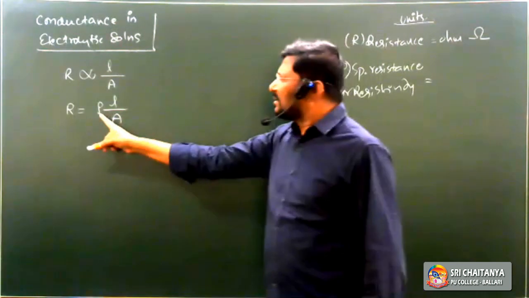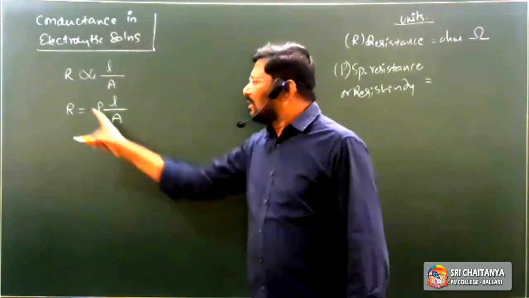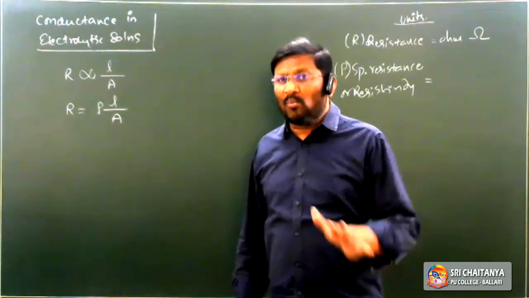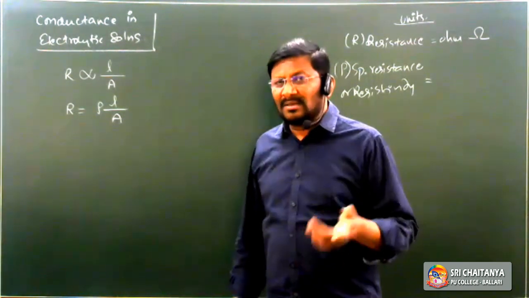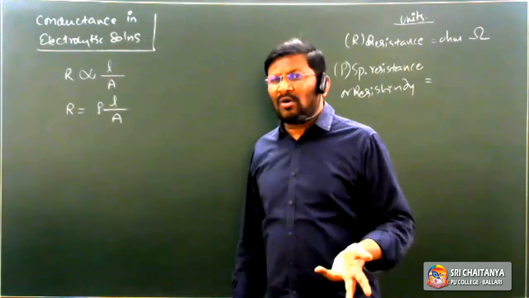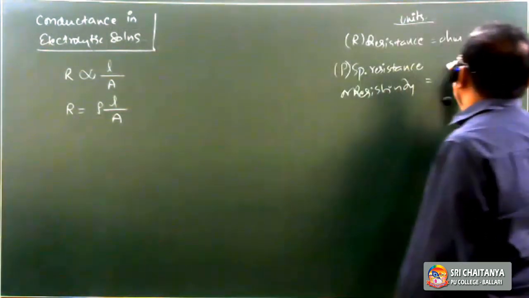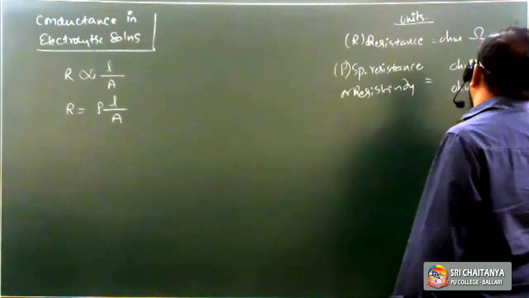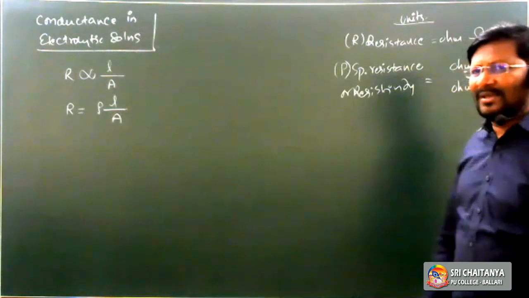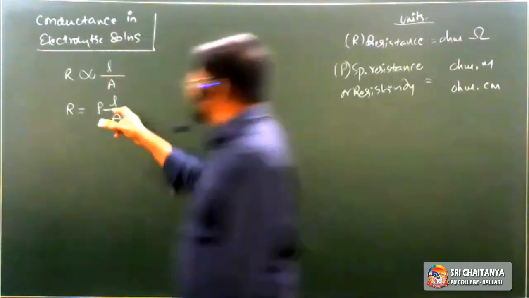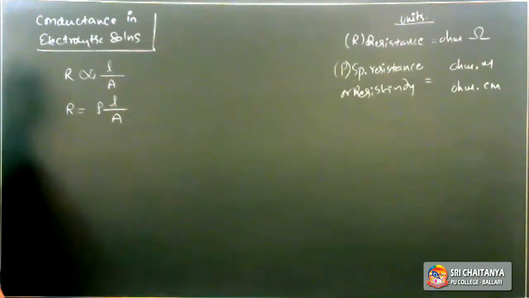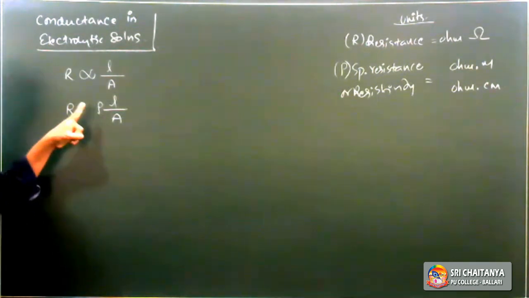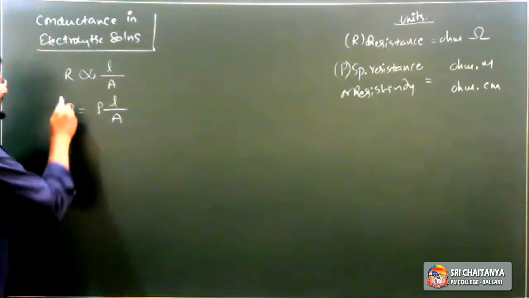What do you write now? This one is rho is equal to R into A by L. R is ohm, A is meter square, L is meters. Therefore, ohm into meter. Ohm into meter, otherwise ohm into centimeter. The units will be like this. This is one formula. Please remember that. Okay. Then next one.